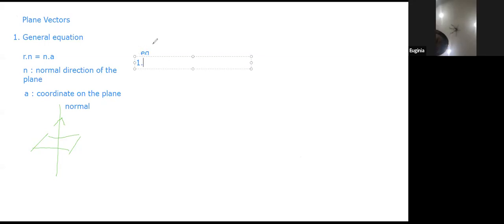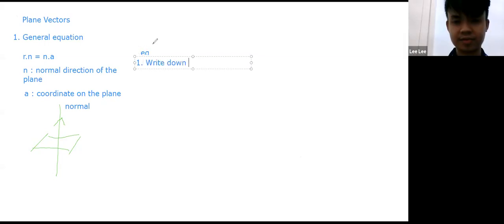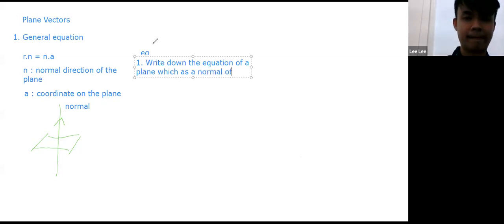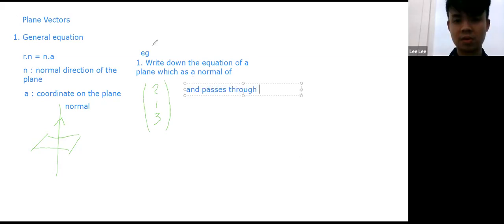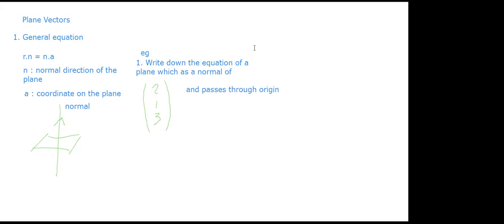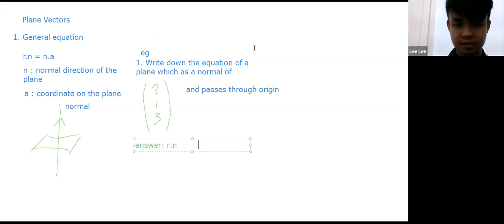Example: write down the equation of a plane which has a normal of, say, 2, 1, and 3, for example, and passes through the origin. So the answer will be r dot n equals n dot a.